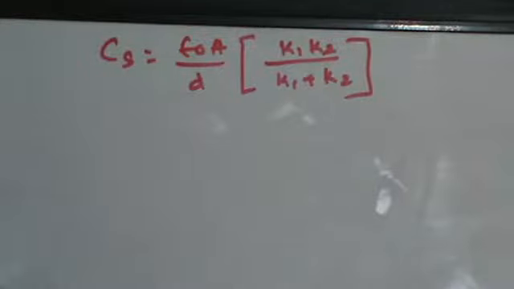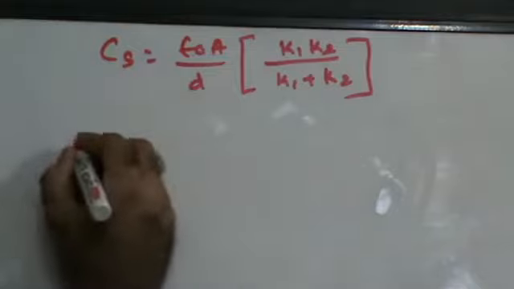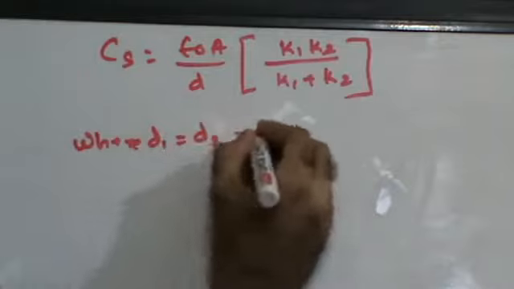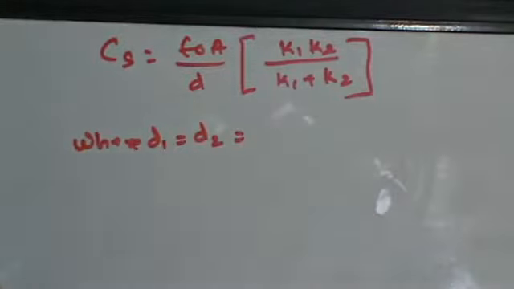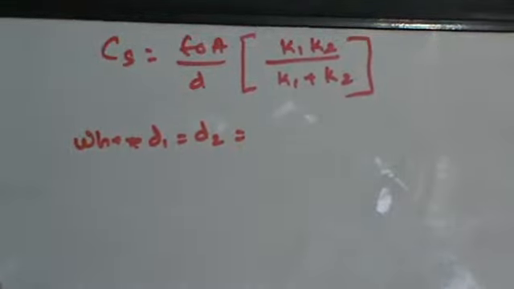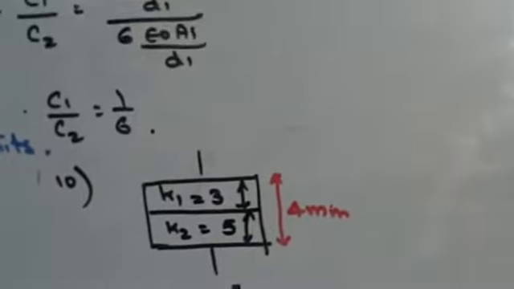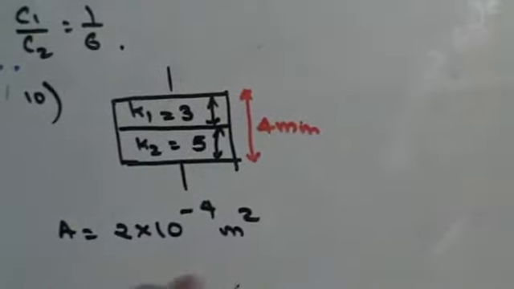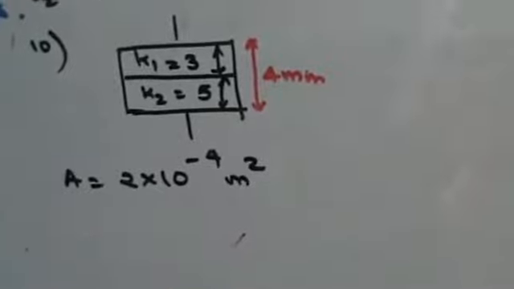Now the total length, guys, is given to you as 4 millimeters. D1 is equal to D2, same dimensions. If it is divided into two parts, that means each part will be 2 millimeters. Therefore D is 2 millimeters, that is 2 into 10 raised to minus 3 meters.